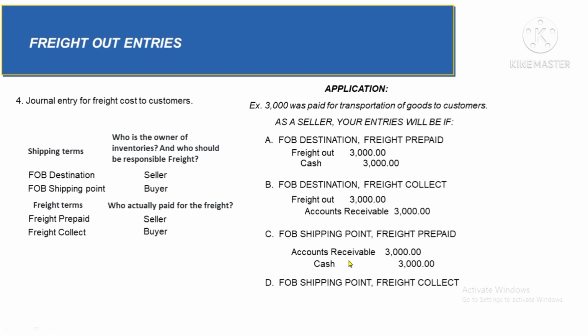Now we have the fourth combination, which is FOB shipping point freight collect, which means that the customer is responsible for the freight and the customer is also the one who actually paid for the freight. So meaning as a seller, this is not a transaction concerning you, so you will have no entry.